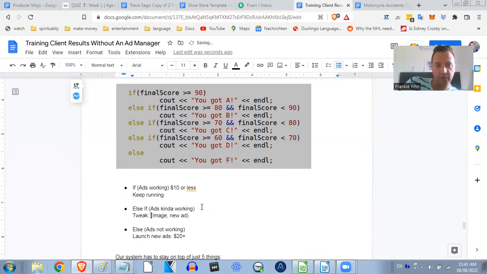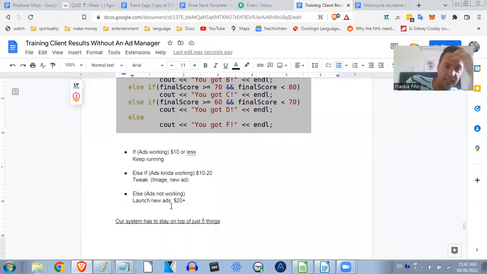between $10 and $20, right? If they're in that range, where I would call it kind of working, meaning some aspects of the ad are working, but it's not in the range we wanted it to, then I would say tweak it. And the first thing I would tweak is the image. And we would also use new ads. I'll show you that in just a second, by the way.